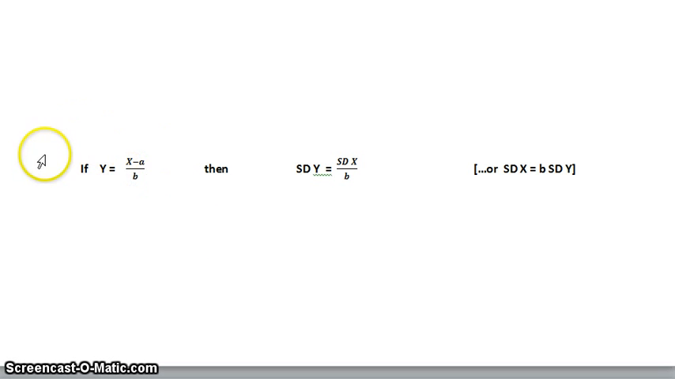If we use the coding y equals x minus a, divided by b, then the standard deviation of y is the standard deviation of x divided by b. This minus a or plus a, whatever it is, makes no difference at all. And so if we're going to undo our coding, we can say that the standard deviation of x is b times the standard deviation of y. Here, just rearranging that. The subtraction makes no difference at all.